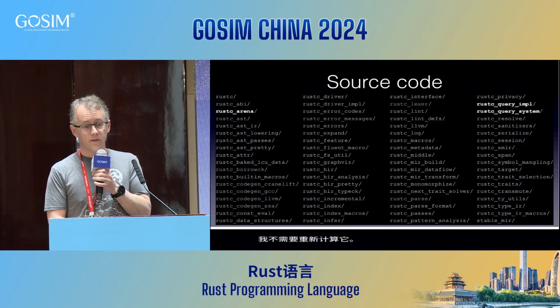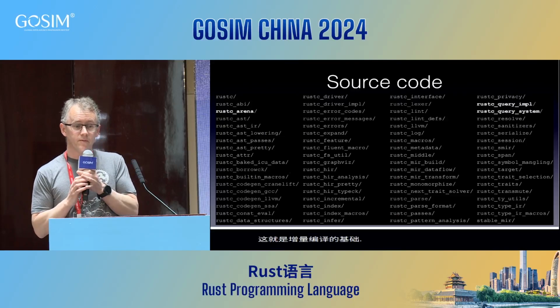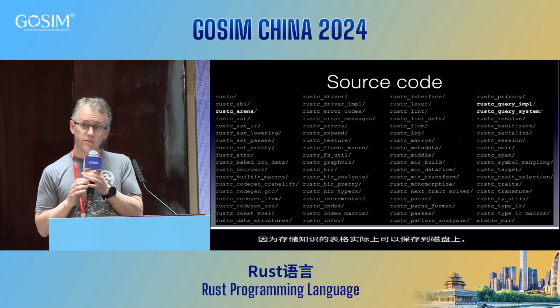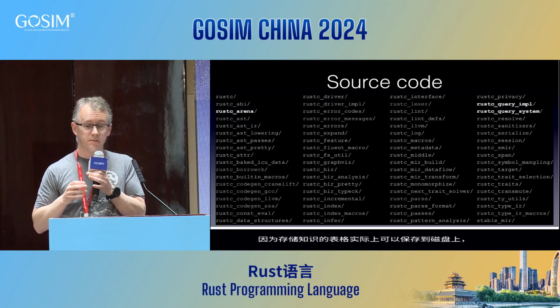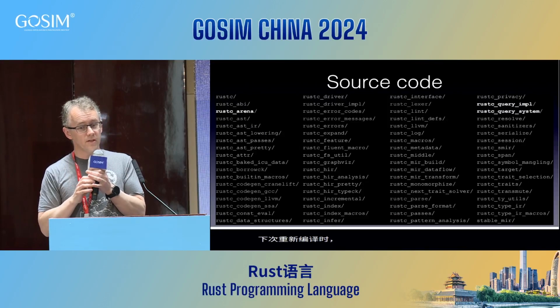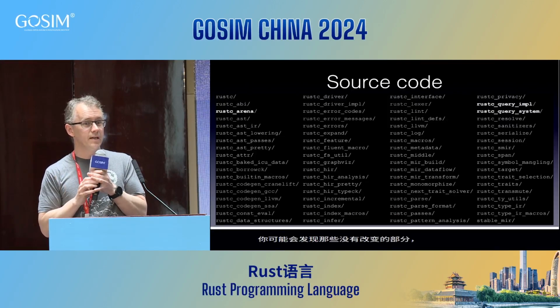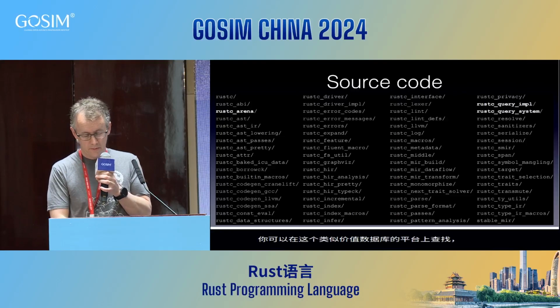Now returning again to our source code, you can see in the first column, we've got a crate called rustc_arena, which relates to the arena allocation that I just mentioned. And then in the fourth column, you can see two crates with query in their name that relate to the queries that I just talked about.